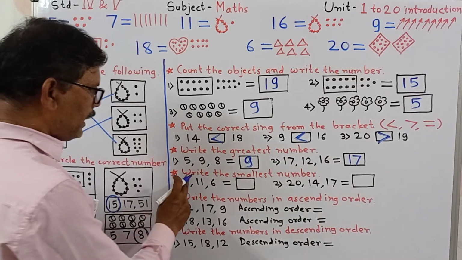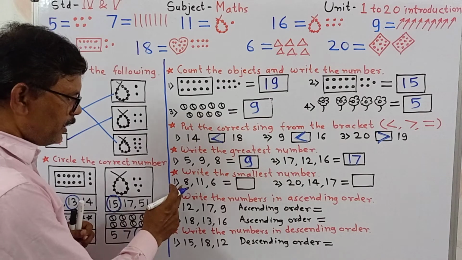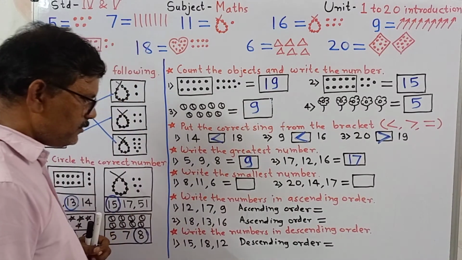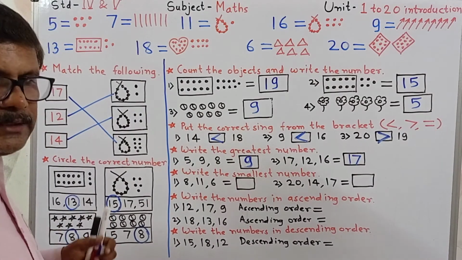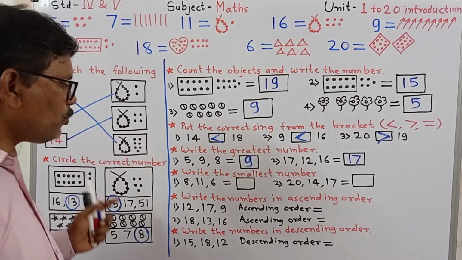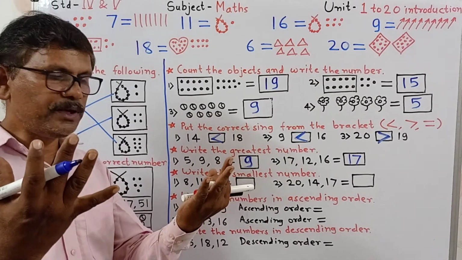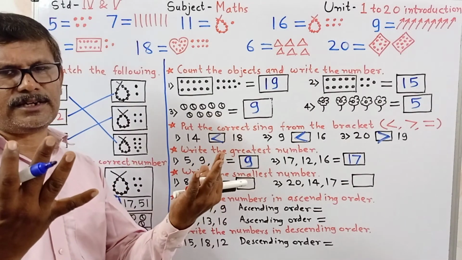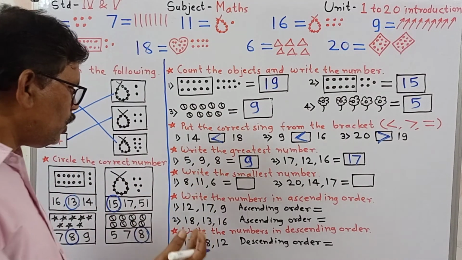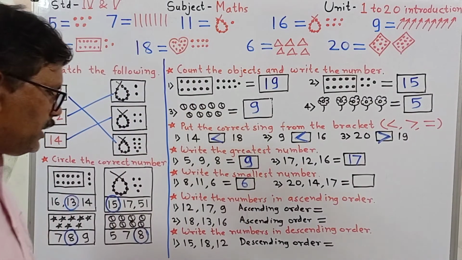Now write the smallest number. Here is first 8, 11 and 6. You know 11 is the greatest. 8 and 6 means 6 is smallest. You know 6 and 8. Which fingers are greater? 8 fingers are greater and 6 fingers are smaller. So 6 is the smallest number among these 3 numbers.